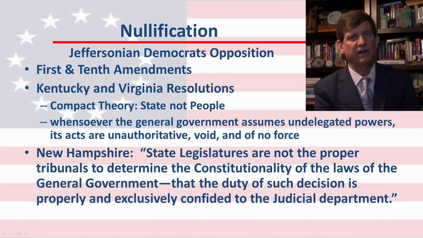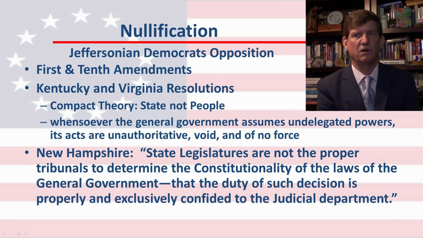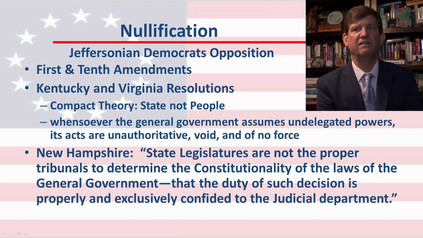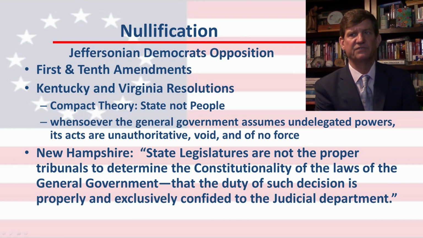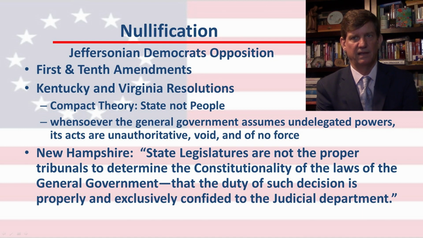New Hampshire, on the other hand, took the other side. State legislatures are not the proper tribunals to determine the constitutionality of laws of the general government, the United States, the Washington government, the central government. The duty of such is properly and exclusively confided in the judicial department. In other words, New Hampshire took the side of the federal government.